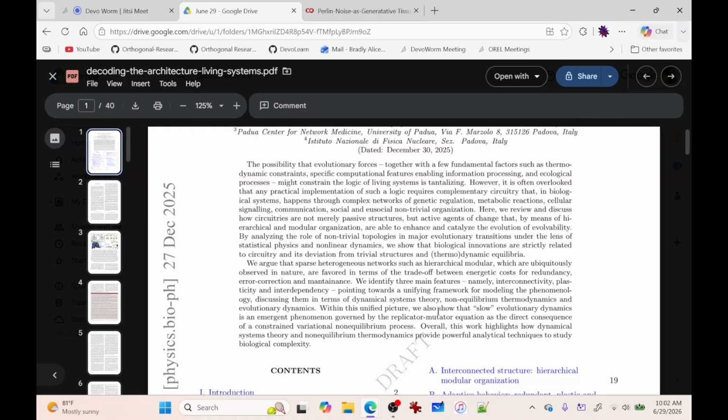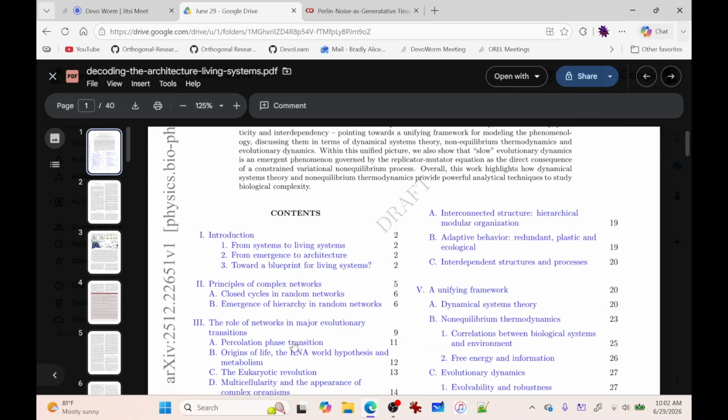Within this unified picture, we also show that slow evolutionary dynamics is an emergent phenomenon governed by the replicator-mutator equations as a direct consequence of a constrained variational non-equilibrium process. Overall, this work highlights how dynamical systems theory and non-equilibrium thermodynamics provide powerful analytic techniques to study biological complexity.